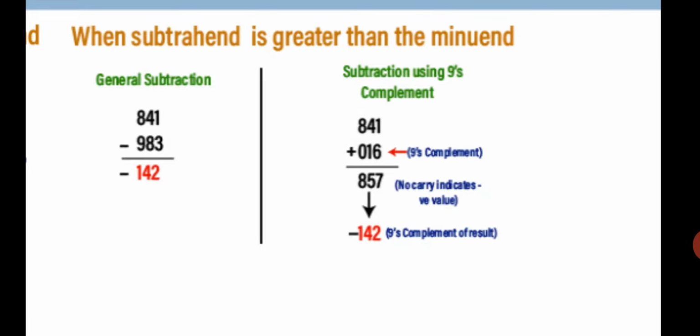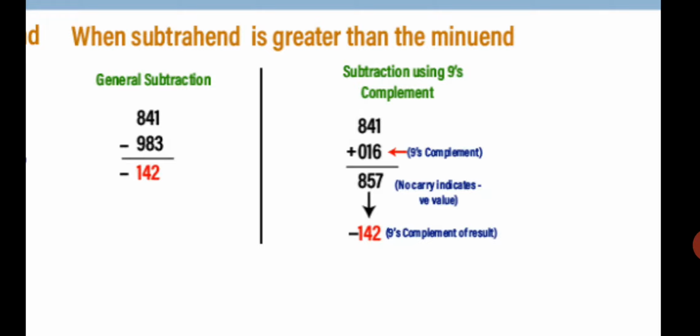Only the subtrahend. Now you have to convert your subtrahend to 9's complement. So again the same way, 9 minus 9 is 0. 9 minus 8 is 1. 9 minus 3 is 6. So the new subtrahend is 0, 1, 6. So even though it is subtraction, once you get the 9's complement, you have to add it up with the minuend. 841 plus 016. That is a normal addition.